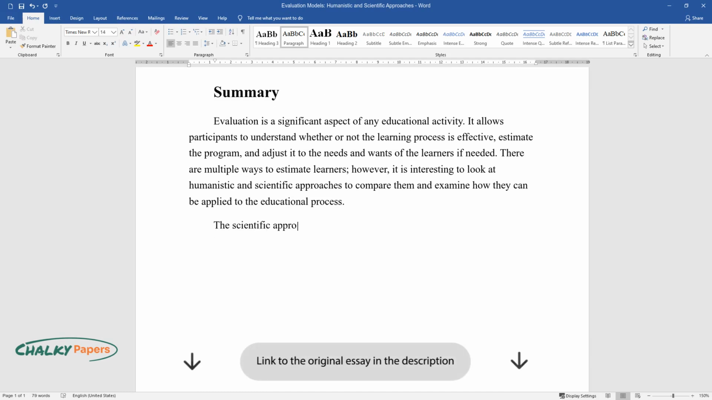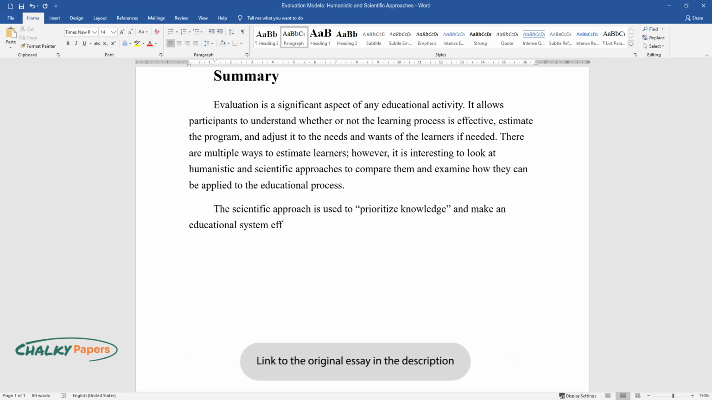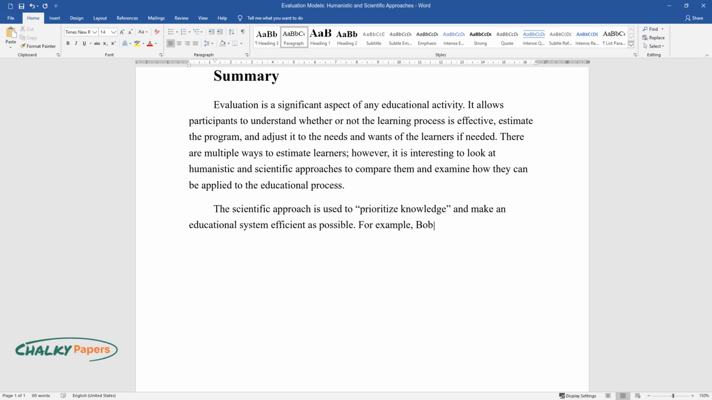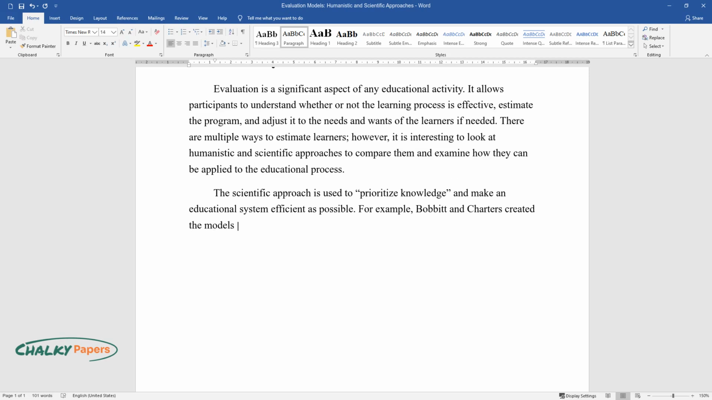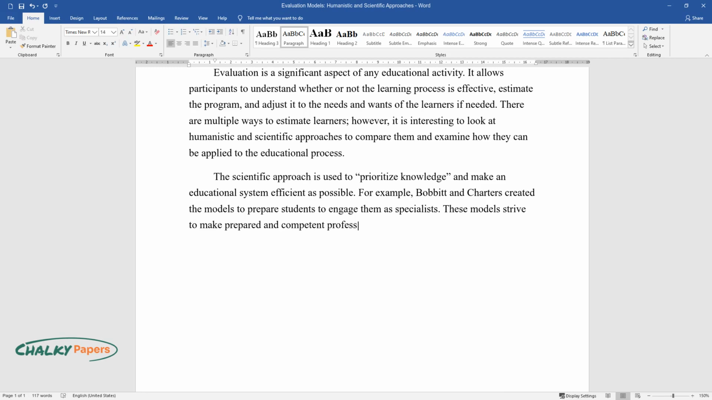The scientific approach is used to prioritize knowledge and make an educational system as efficient as possible. For example, Bobbitt and Charters created models to prepare students to engage them as specialists. These models strive to make prepared and competent professionals whose scientific input would contribute to the world.